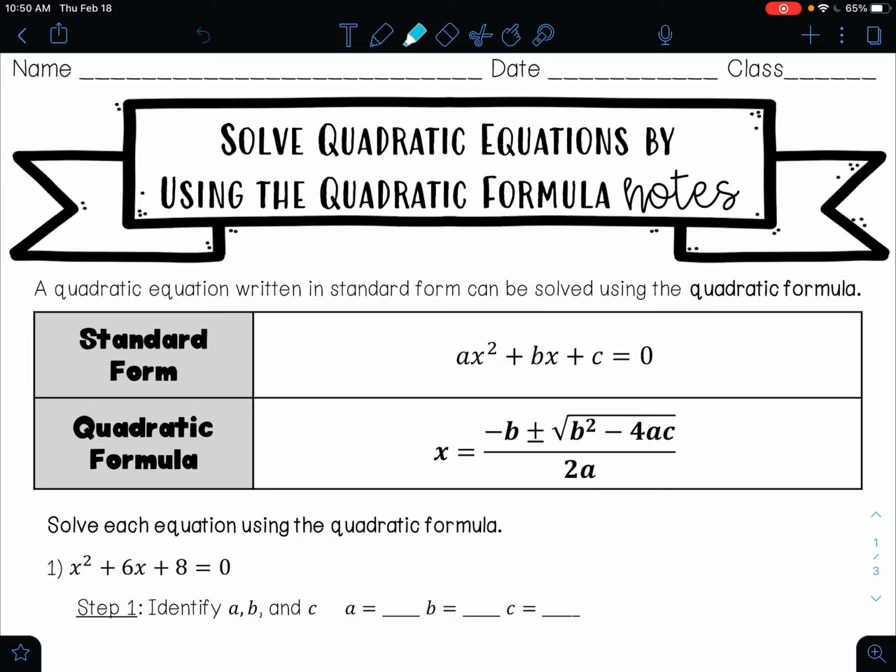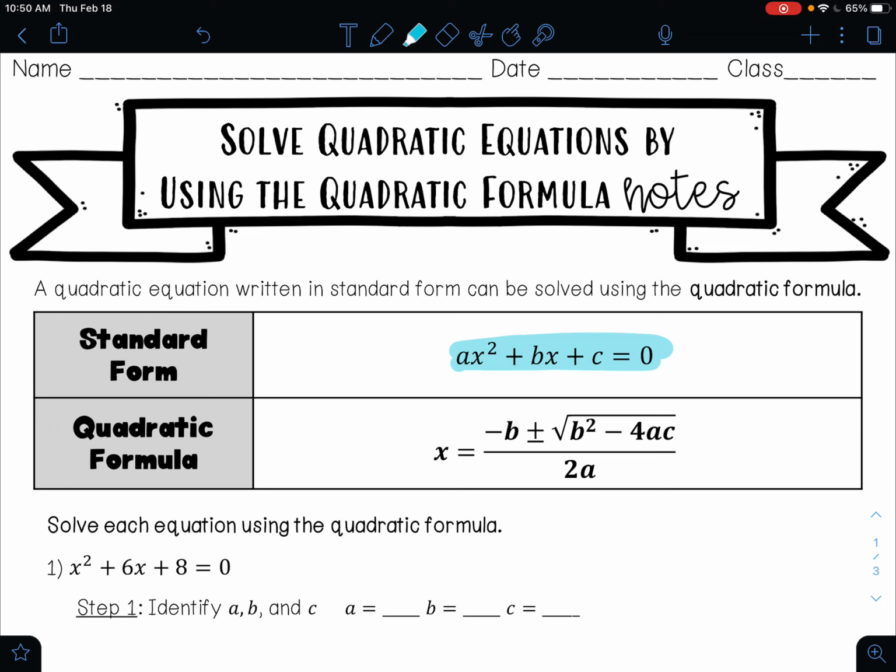Hello everyone! Today we're going to learn how to solve quadratic equations by using the quadratic formula. So a quadratic equation written in standard form can be solved by using the quadratic formula. Remember that standard form of a quadratic equation is ax squared plus bx plus c equals 0.